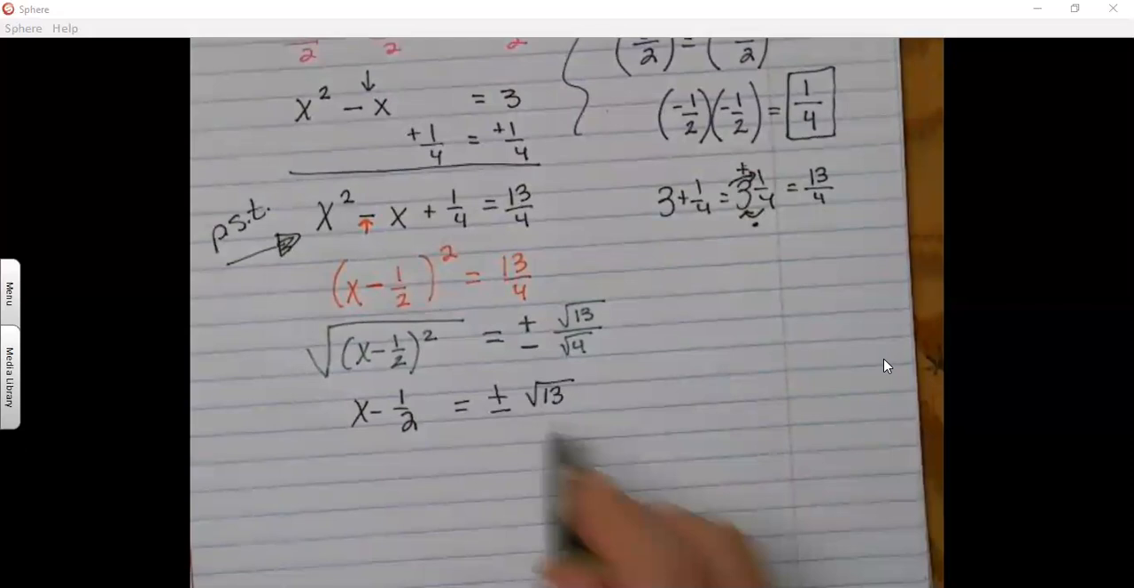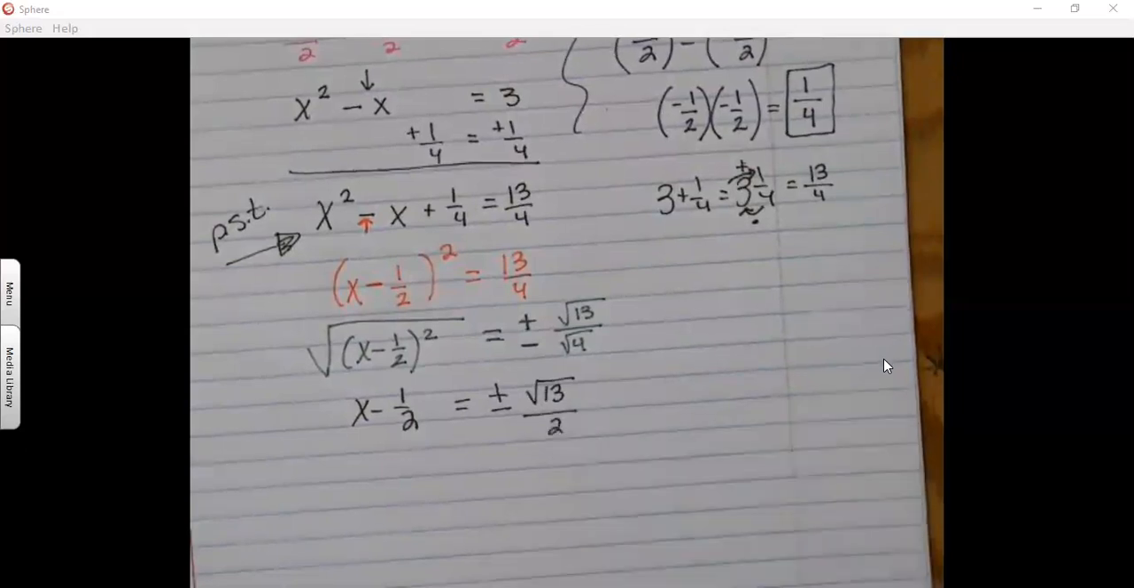Look at your denominator. Is 4 a perfect square? What's the square root of 4? 2. Not square root of 2, just 2. Perfect square, so it won't have a radical in the answer.